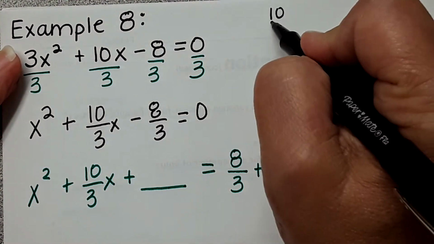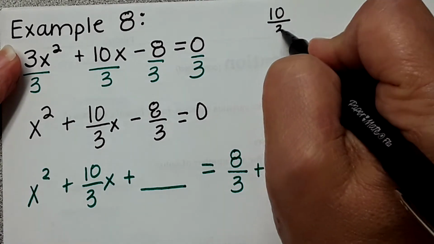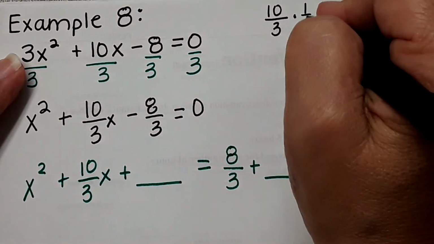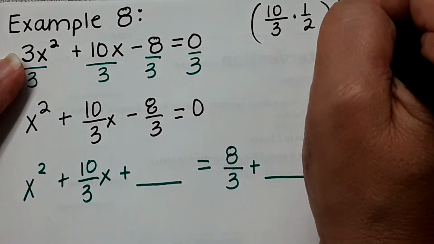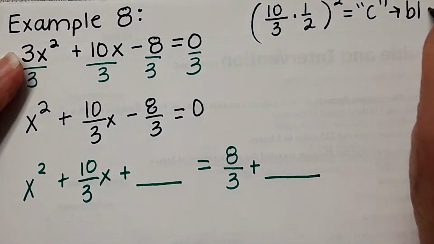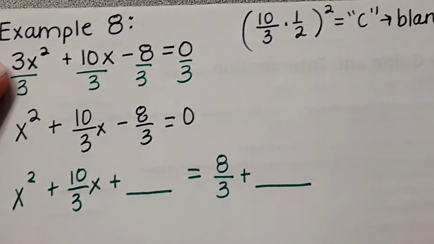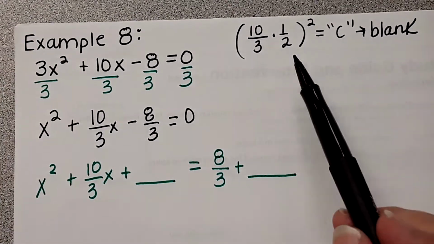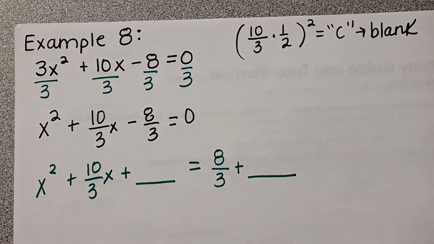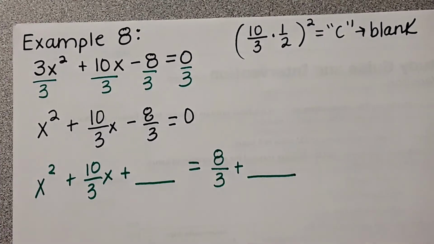So what we're going to do is take 10/3. And if it's a fraction, we usually divide our number in half. Well, if it's a fraction, instead of dividing it by 2, we can multiply it by 1/2. And then square it. And that equals our C, our blank. So whatever this answer is, we're going to put in our blank. Again, how did I get the 1/2? Because dividing by 2 is the same thing as multiplying by 1/2. And since I have a fraction, I'm just going to multiply it by 1/2.